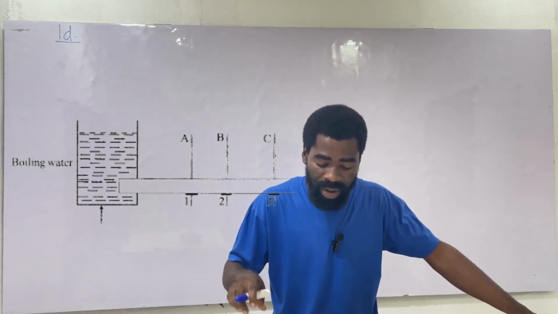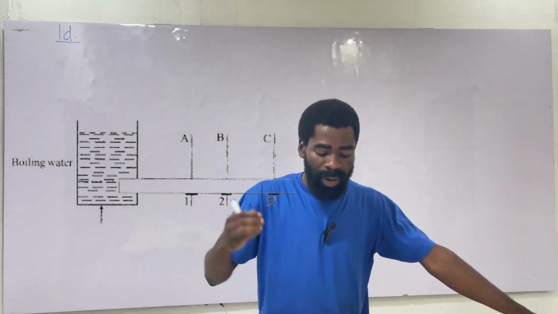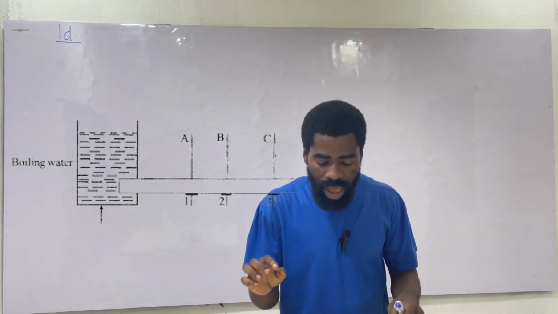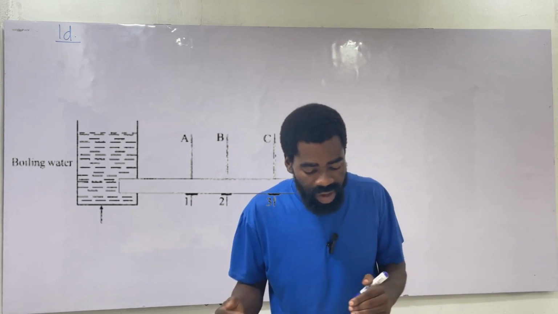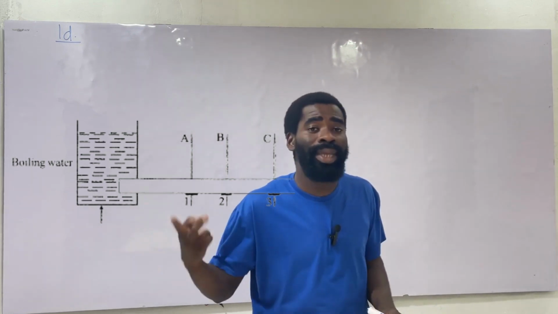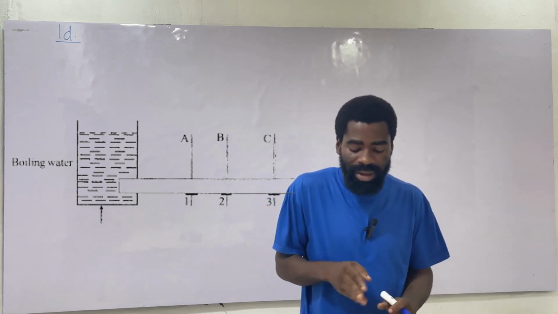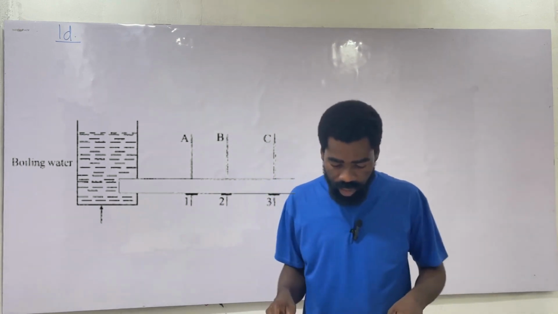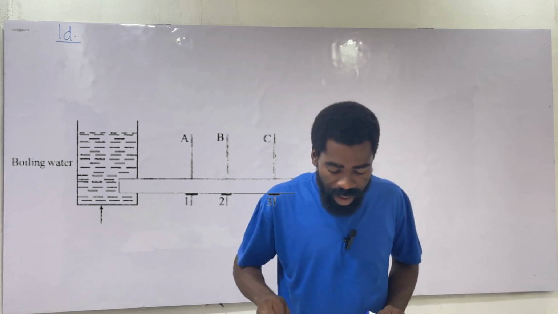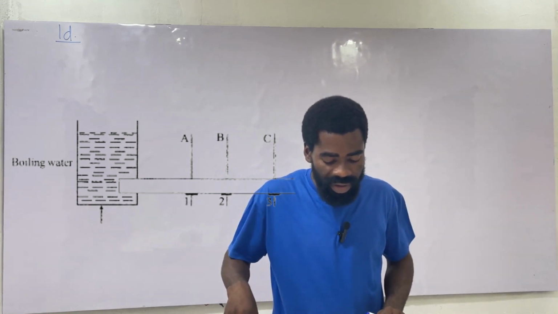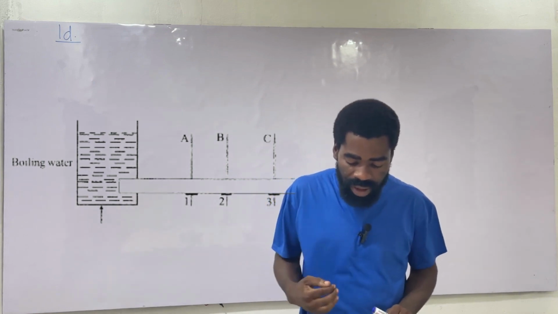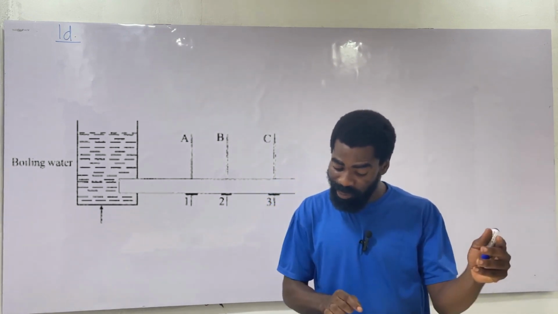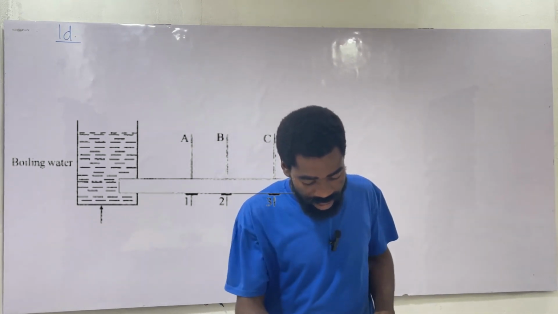The diagram below is an illustration of an experiment that was carried out. In the experiment, three pins, 1, 2, and 3, were fixed with candle wax onto a metal bar, and one end of the metal bar was heated by means of boiling water. Once the metal is heated, the heat is transferred through the metal, and that's by conduction. A, B, and C are thermometers inserted in holes along the bar to measure the temperatures at various points. Study the diagram once again carefully and answer the questions that follow.